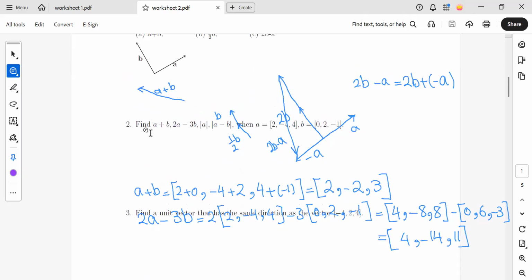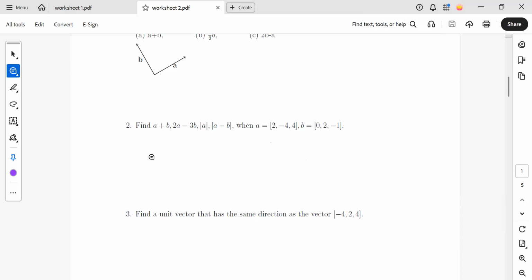Question number 3 is here. Find a unit vector that has the same direction as the vector (negative 4, 2, 4). So if we call it A here, in order to find u, which is the unit vector associated with A, we divide vector A by the absolute value of that, or the length of that. So we know that A is (negative 4, 2, 4). But what is the length of A?